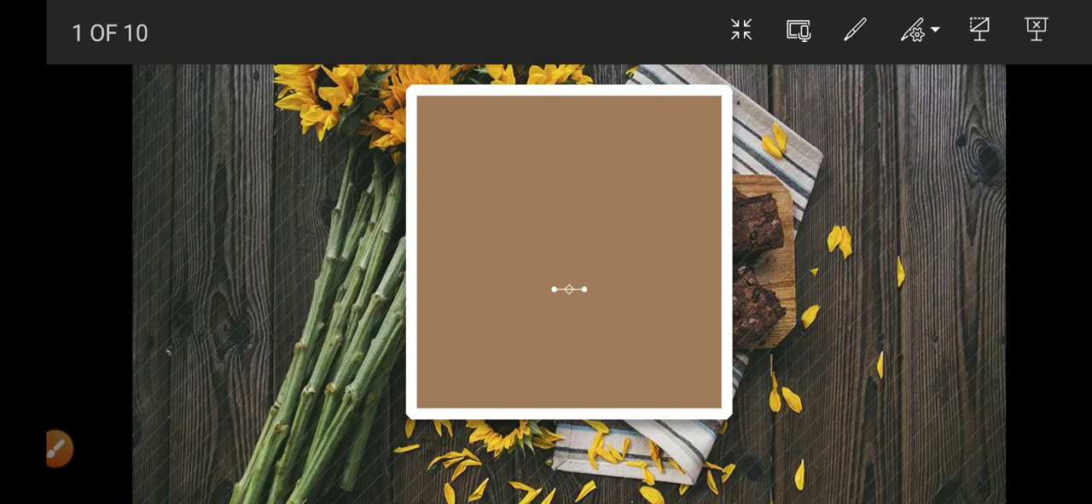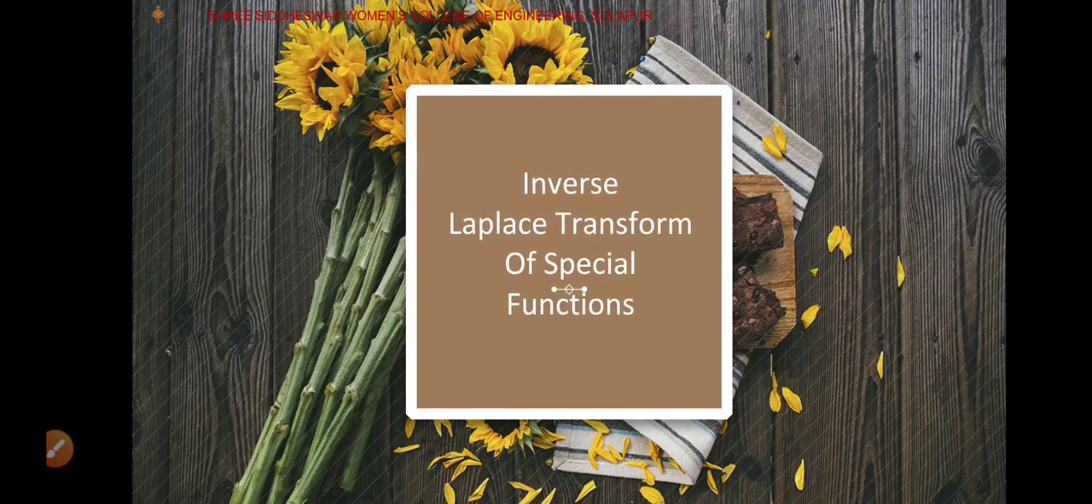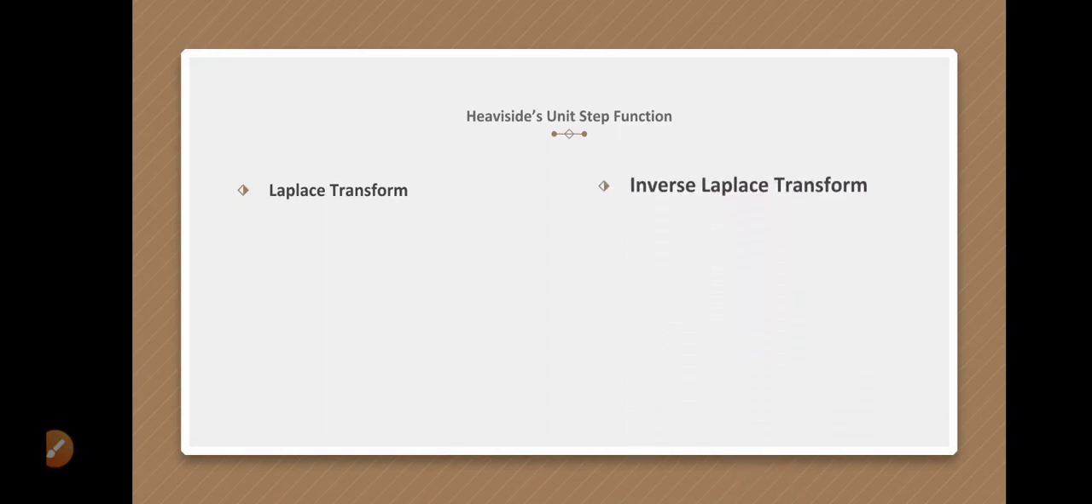So this is nothing but the inverse Laplace transform of some special functions. Here first we will see the Heaviside unit step function, Laplace transform results and corresponding inverse Laplace transform result. In unit 1 already we have seen the Laplace transform results of the Heaviside's unit step functions. Now we will see the corresponding inverse Laplace transform results.